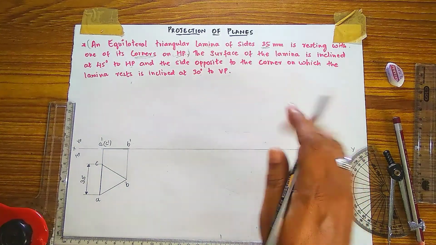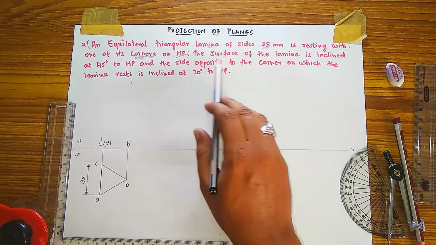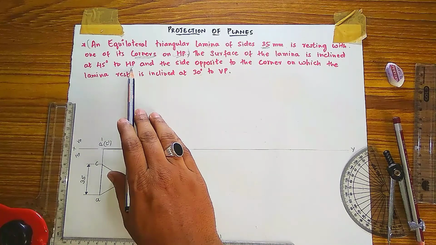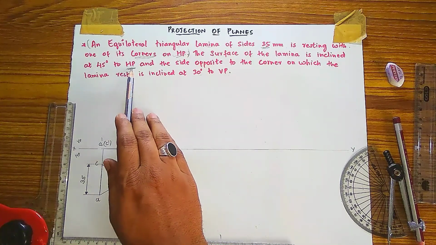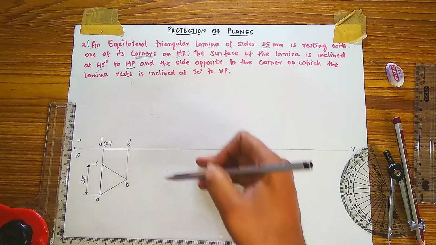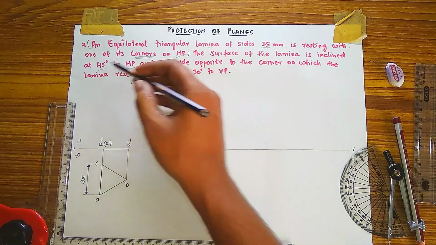Now for the second projection, see the question carefully. The surface of the lamina is inclined at 45 degree to HP. That means the angle given to HP, 45 degree, is for the second projection. So you have to draw the angle on VP. How much angle? 45 degree.